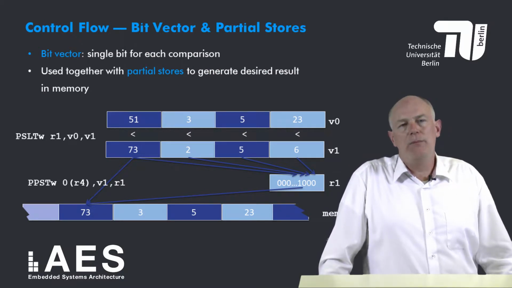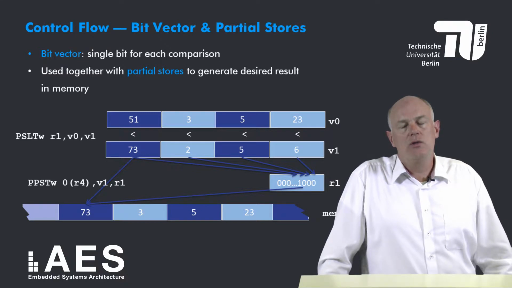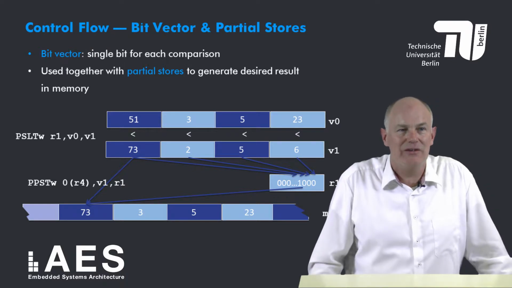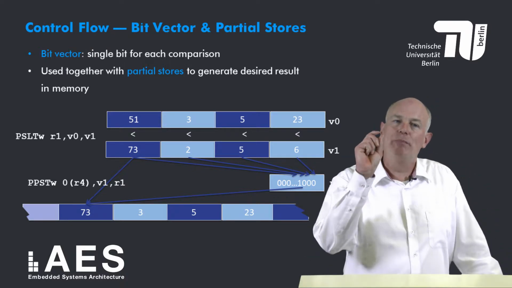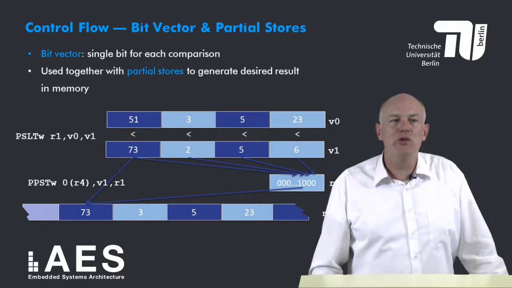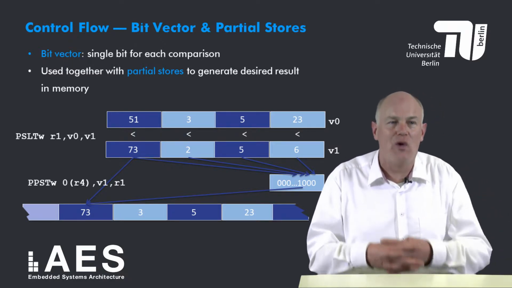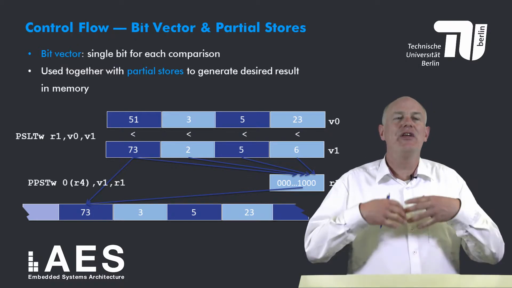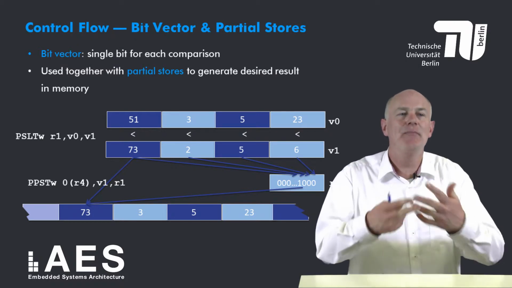Another possibility is to produce comparisons, produce bit vectors, meaning a single bit for each comparison, and these bits are used together with partial stores to generate the desired result in memory.